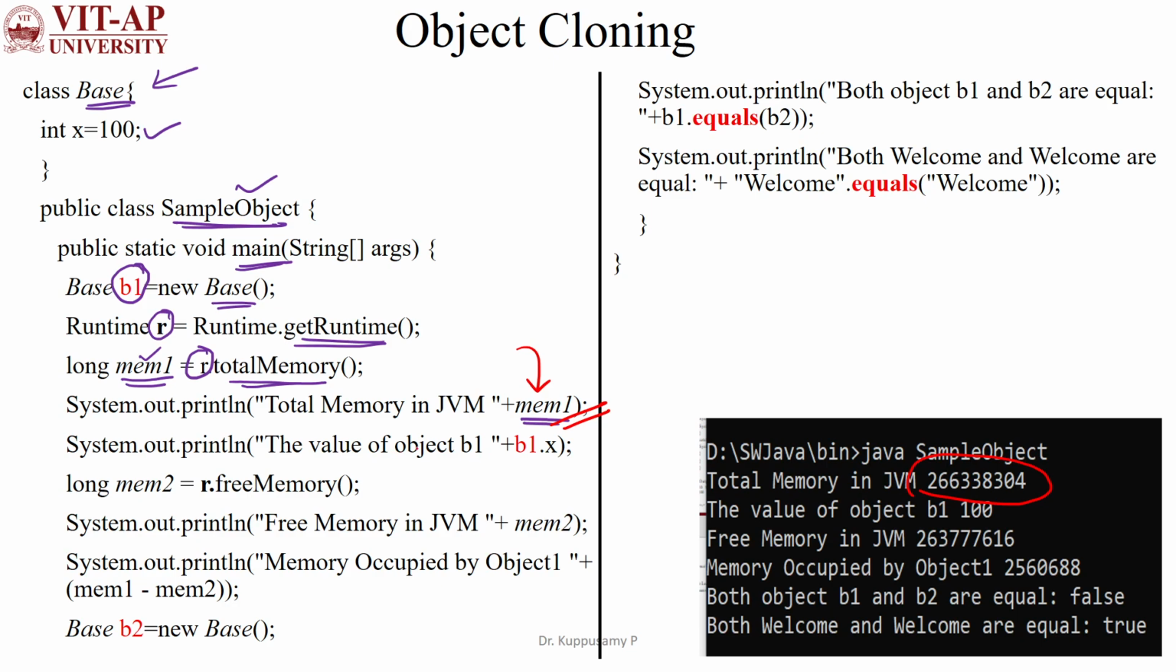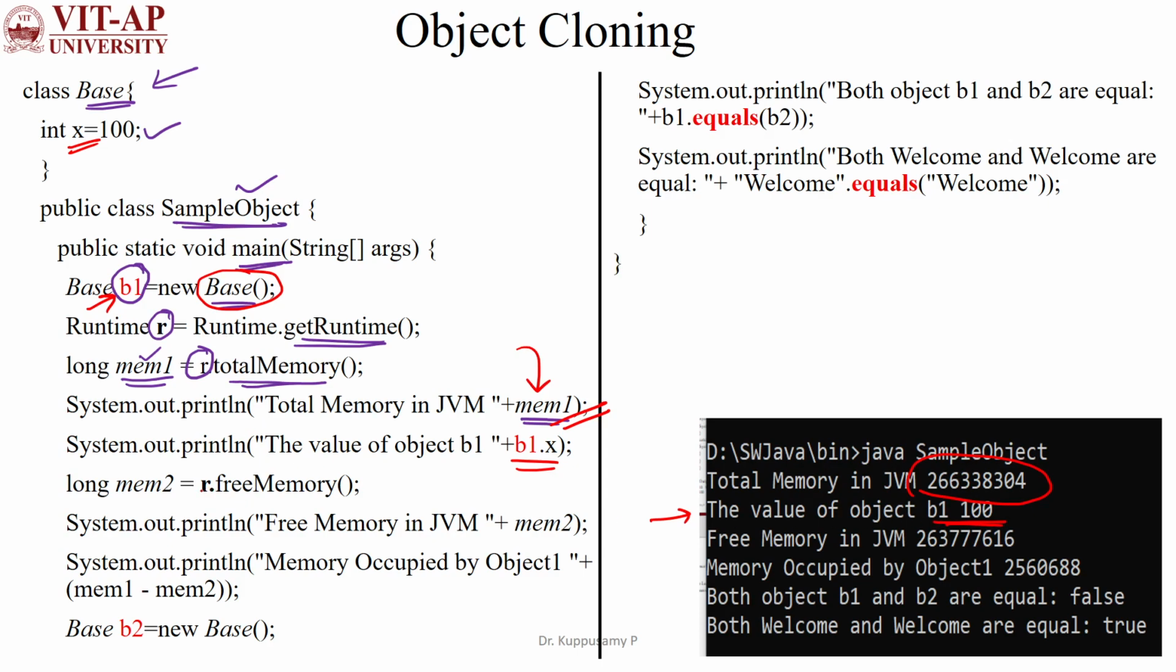Next I am printing the value for b1.x. So b1 is created with respect to the base class. So the base class is having the value 100 in the variable x. So now I am printing the value. So b1.x is here 100.